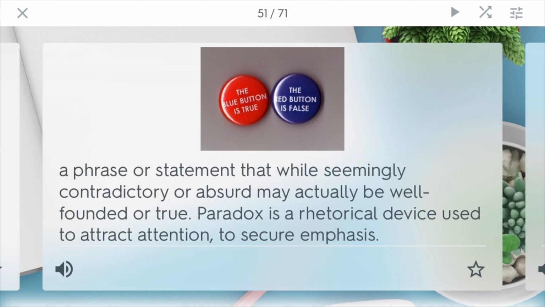A paradox is a phrase or statement that, while seemingly contradictory or absurd, can actually be well-founded or true and hold meaning. Paradoxes are rhetorical devices that are used to attract attention and also to secure emphasis.